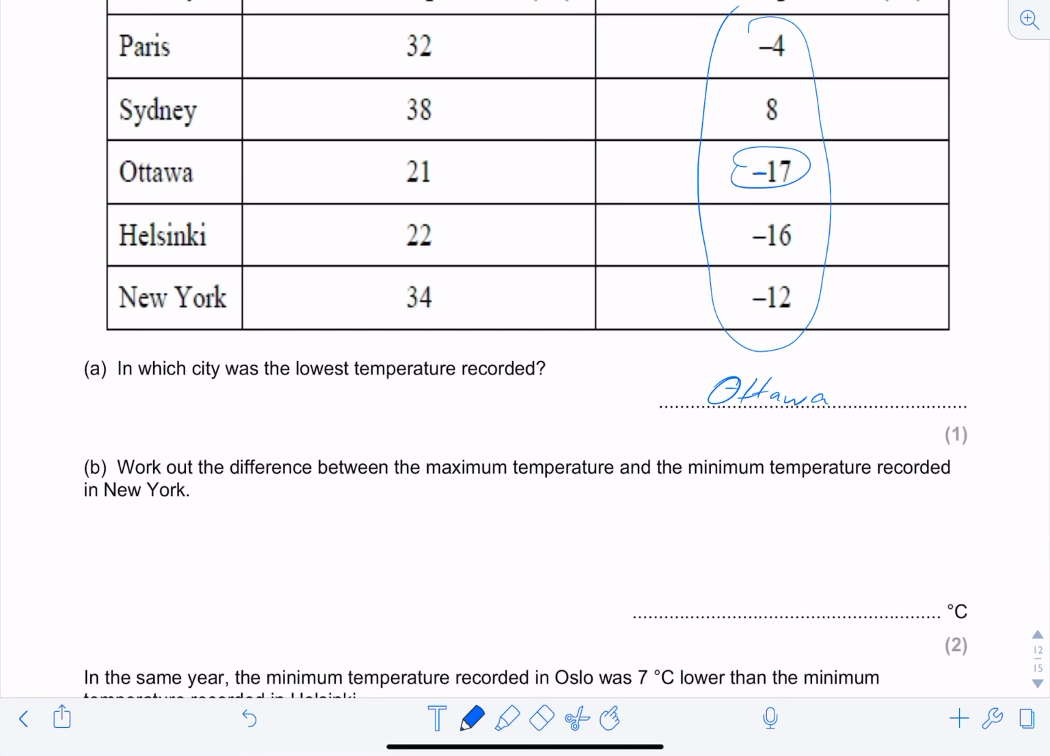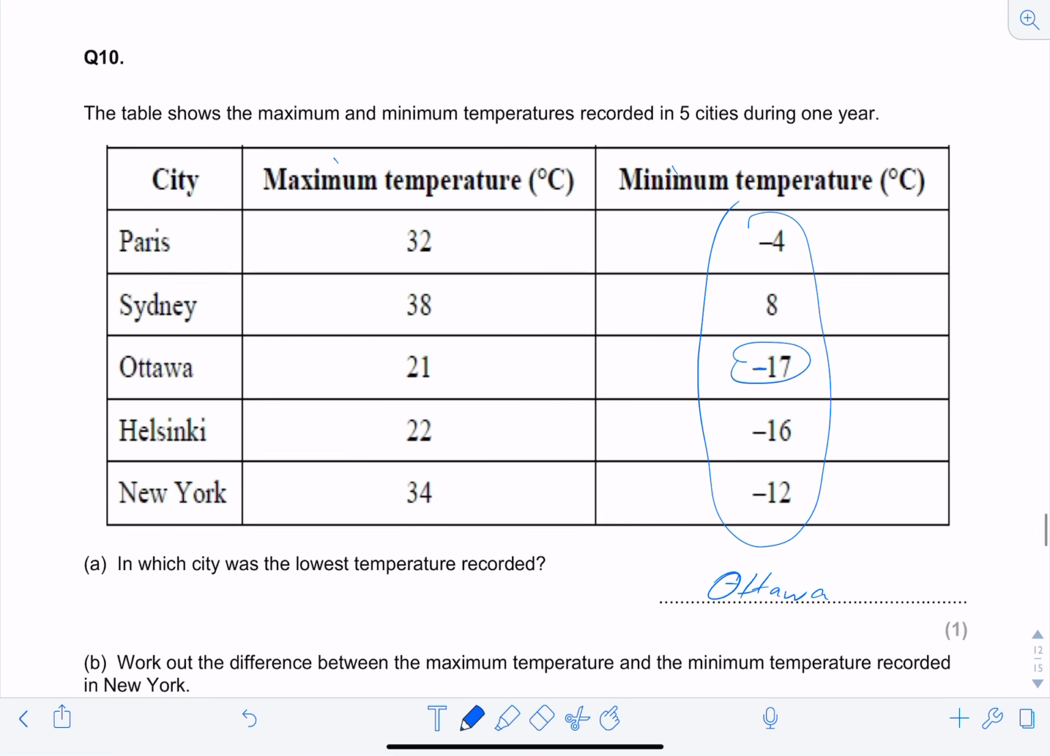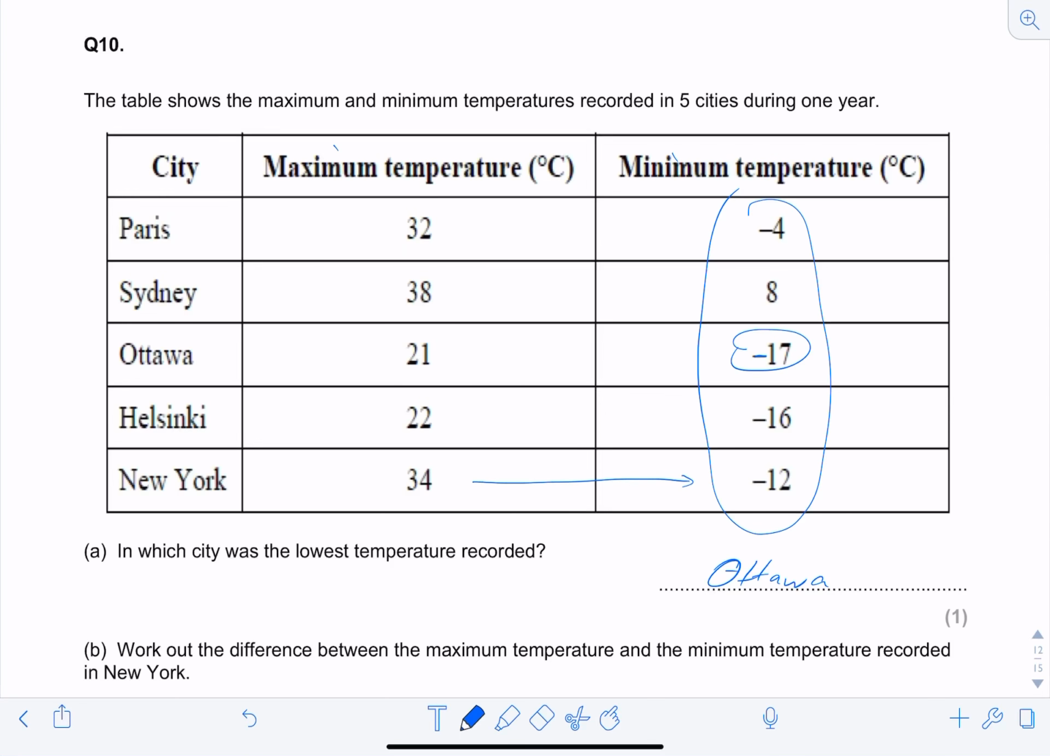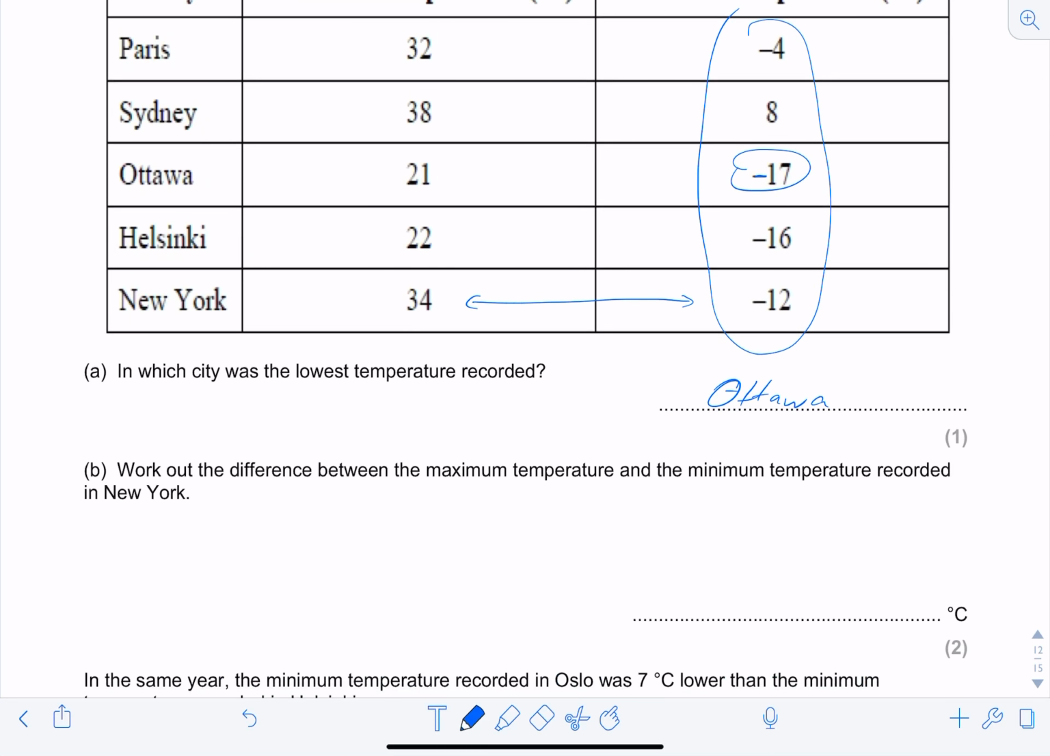Work out the difference between the maximum temperature and the minimum temperature recorded in New York. Okay, so it's the difference between these two numbers. If you want a way to do it, you take the larger one and you minus the smaller one, and that will give you the difference, always. If you're not sure as well, you could think of it, like I said, on a number line, right?